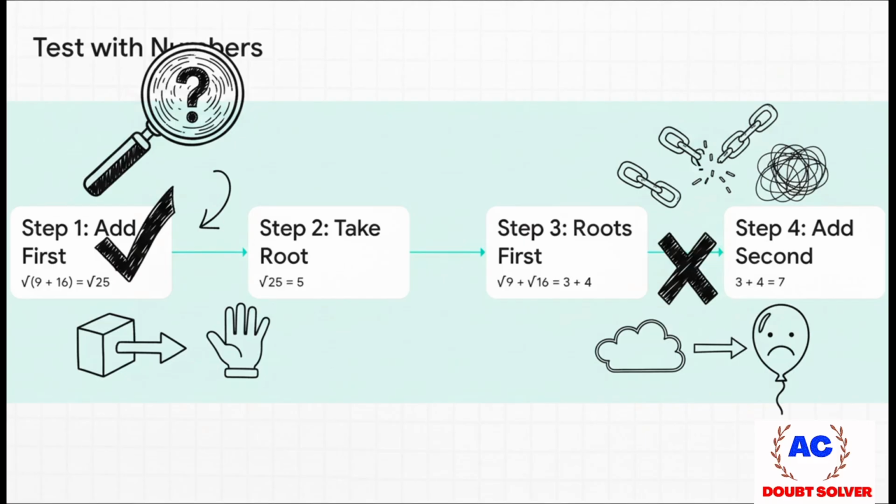Over on the left, we add first. 9 plus 16, that's 25. And the square root of 25 is, of course, 5. Simple enough. Okay, now for the other side. The square root of 9 is 3. The square root of 16 is 4. And what's 3 plus 4? Well, it's 7. Houston, we have a problem.